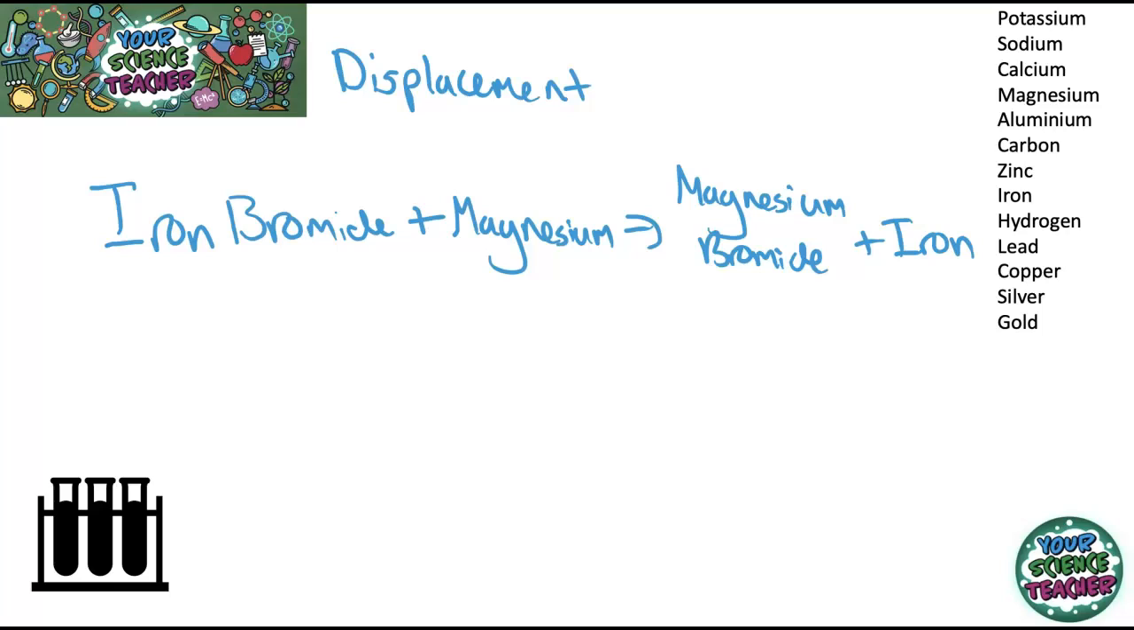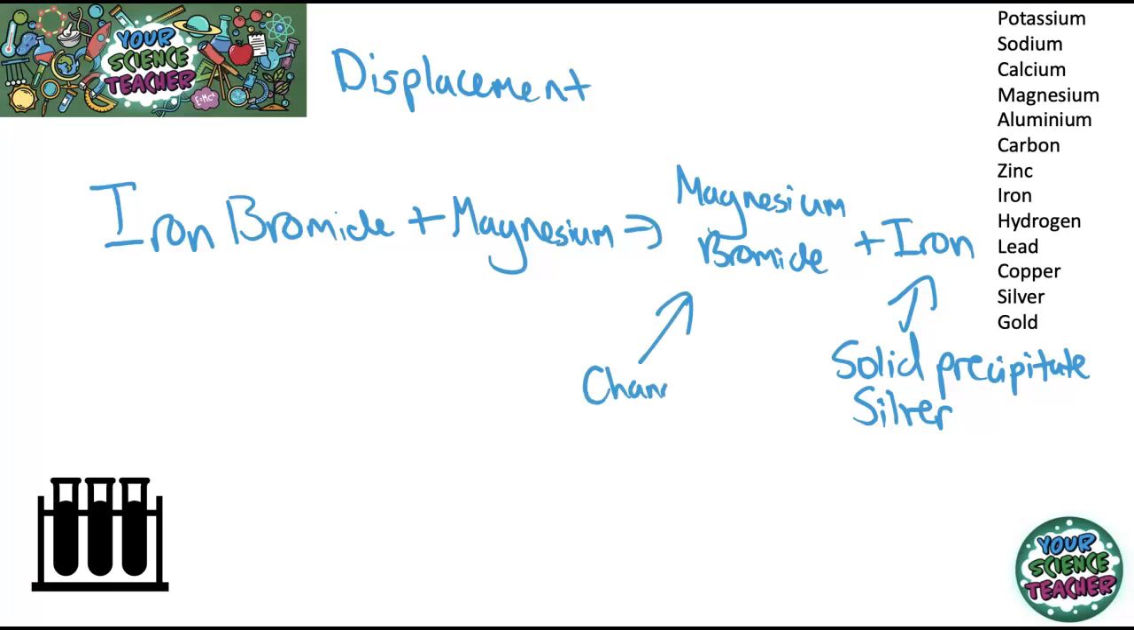Now, how can I tell whether I've had a displacement reaction? Well, the things that we're going to look out for in this reaction is we're going to make a solid precipitate of the metal. When that metal has been made, it's going to come out of solution. So if you were making iron, you're going to see a solid precipitate that is going to be silver in colour. And you also might get a change in colour of a solution. So these are the things that you're going to be looking out for if you have a displacement reaction.